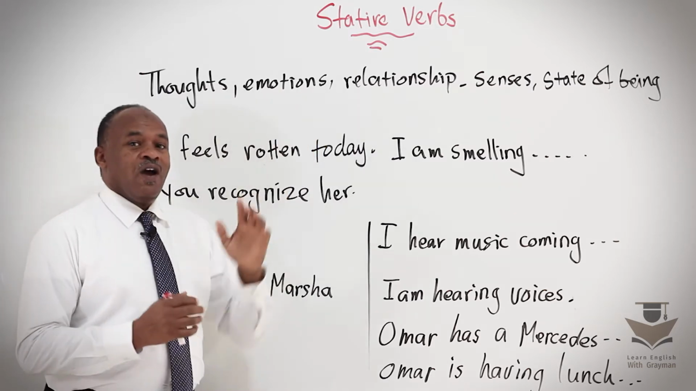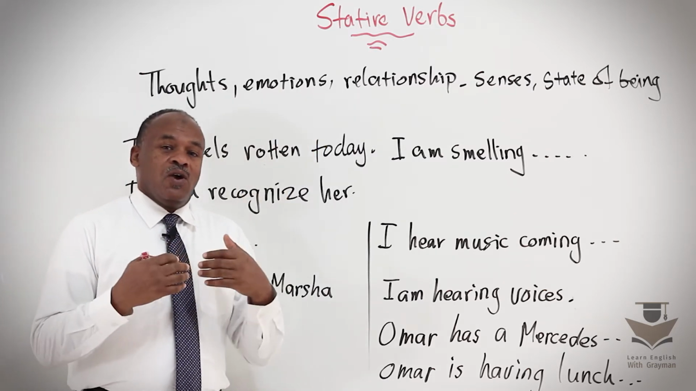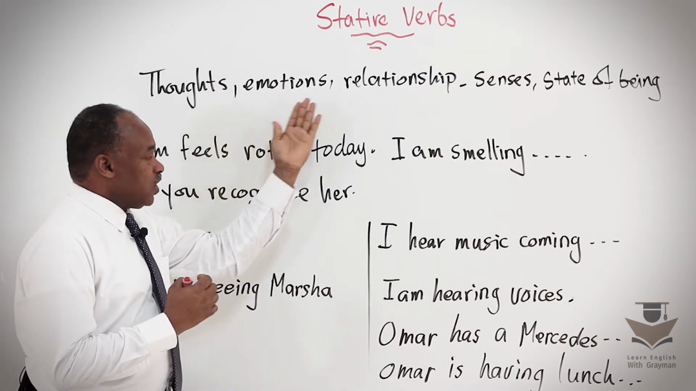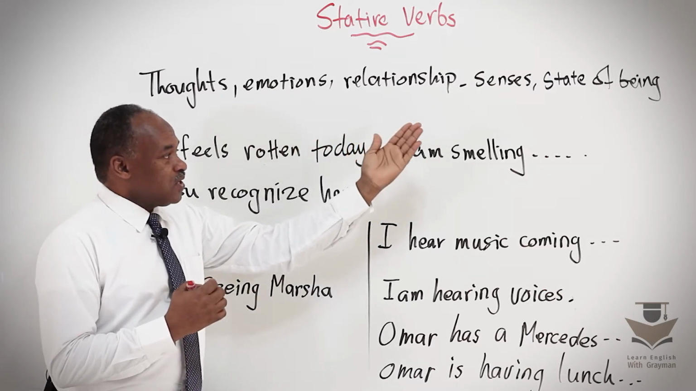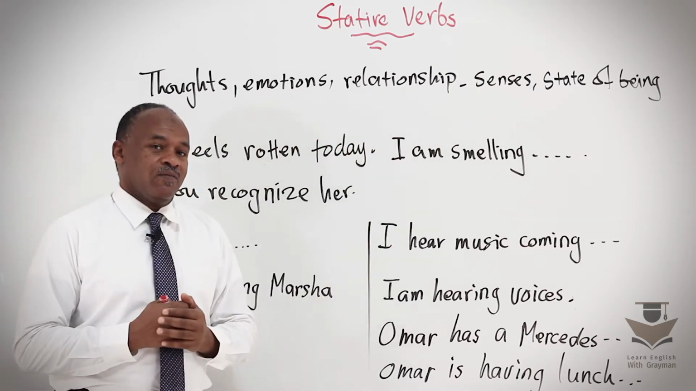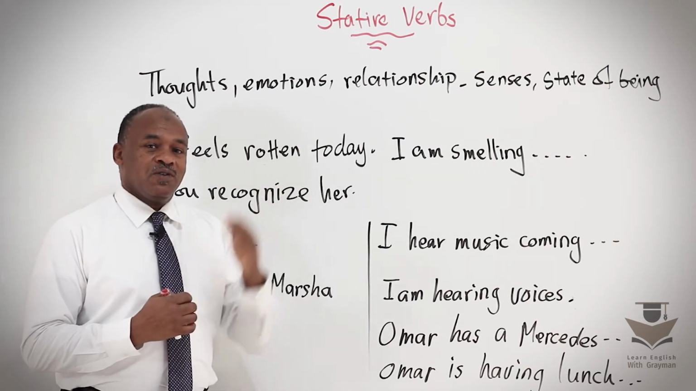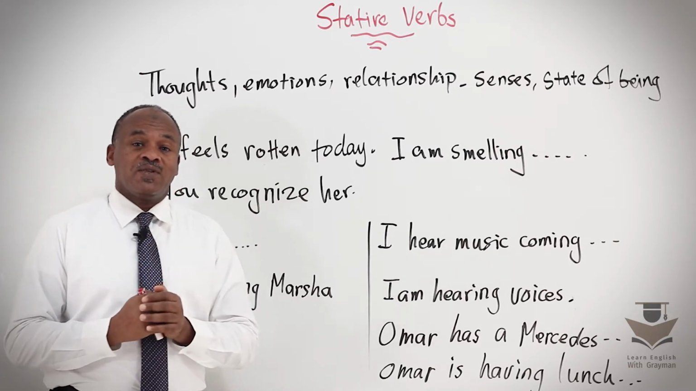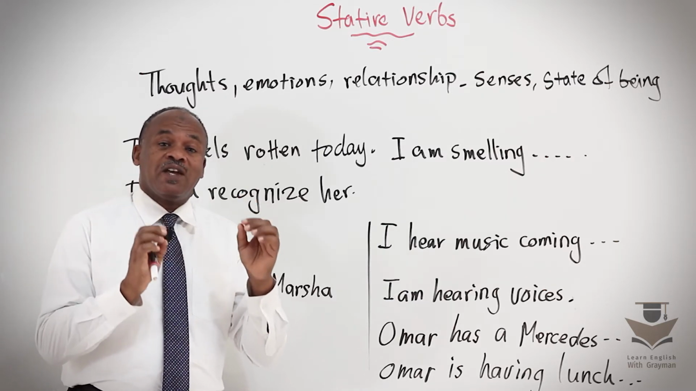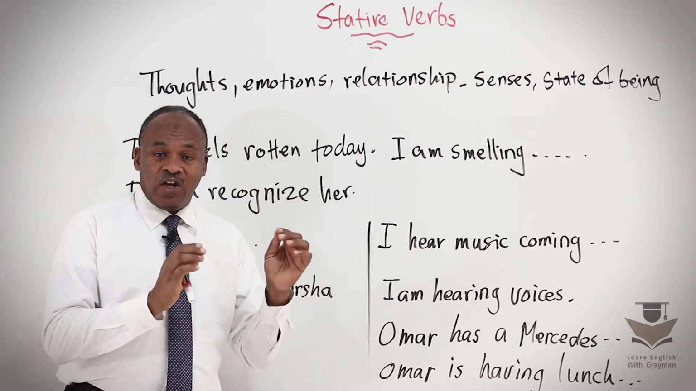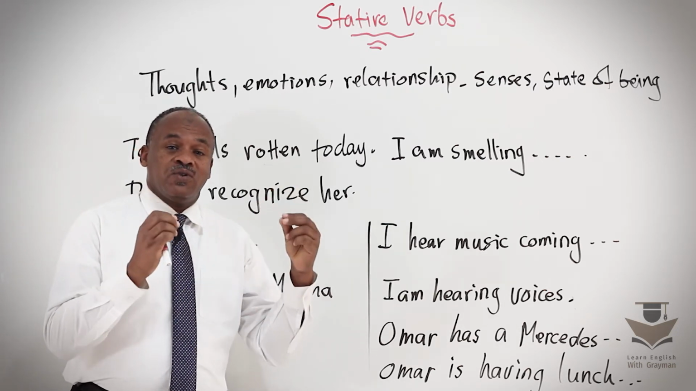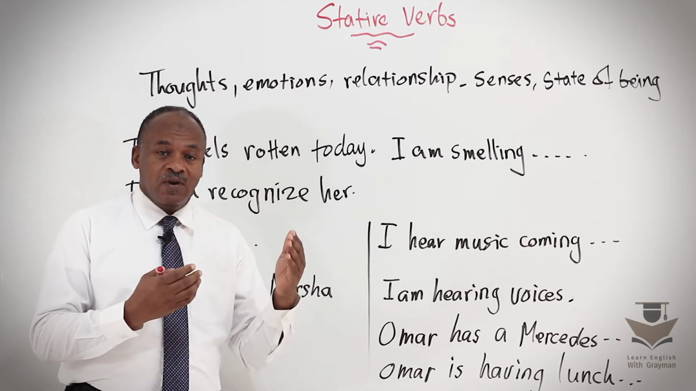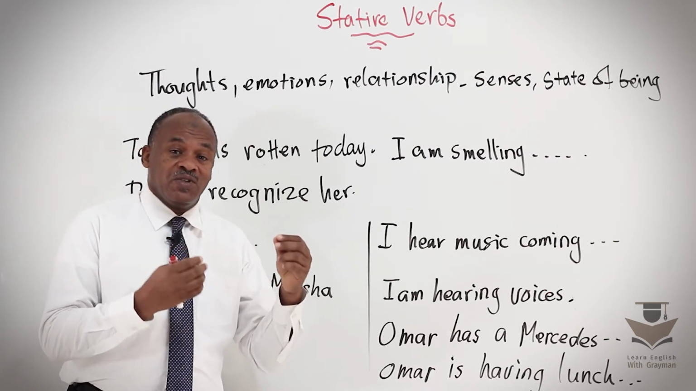So stative verbs are the verbs that we use to express the following: thoughts, emotions, relationships, senses, a state of being. Probably that's not clear. To make this clear, let's look at some examples. But before we look at the examples, stative verbs are the verbs that do not take ing when we make sentences of present progressive. Present progressive is the present continuous tense.